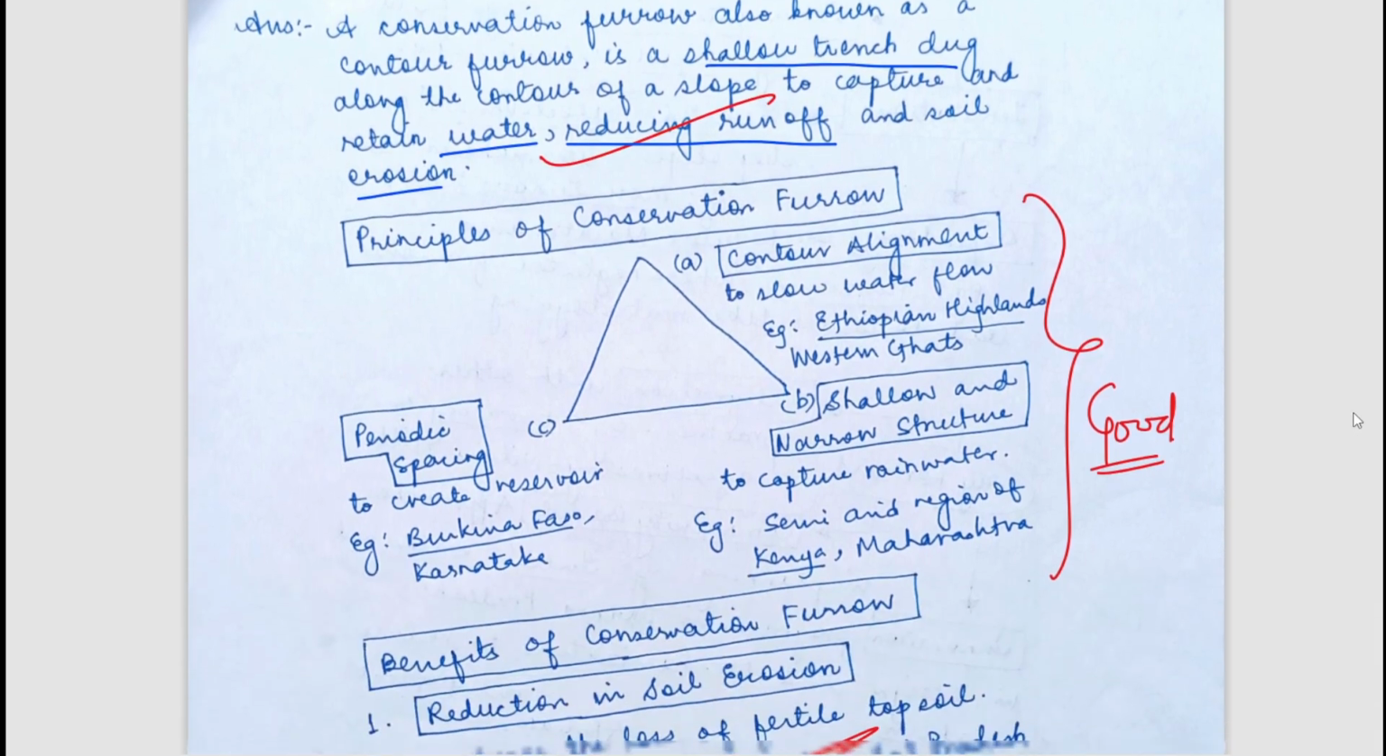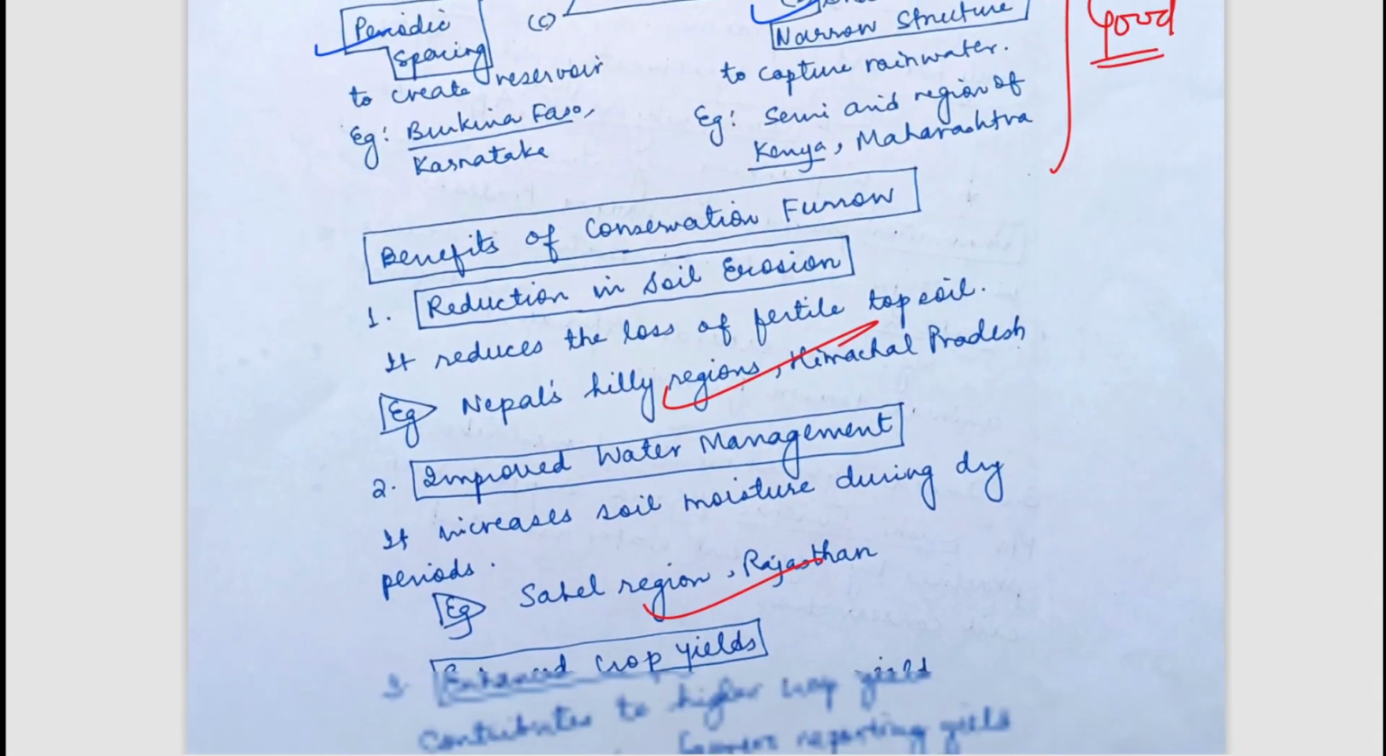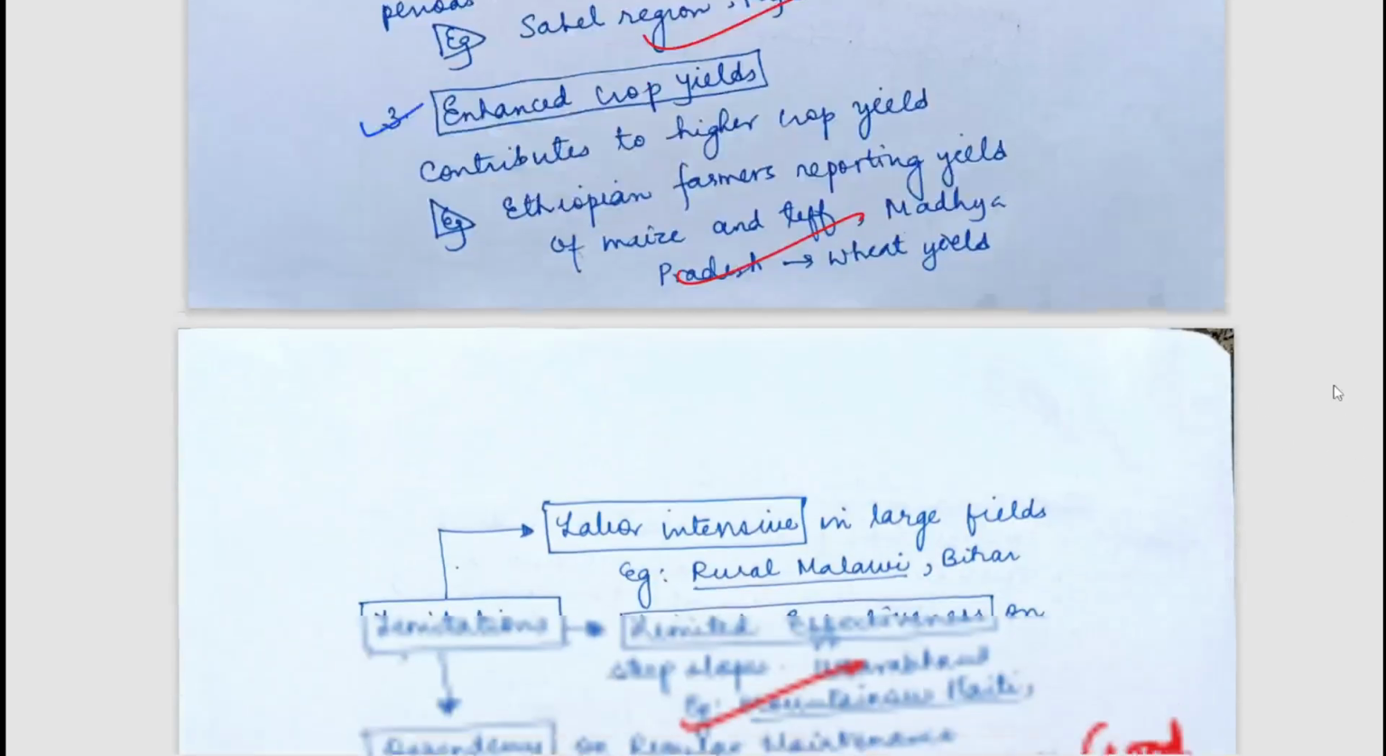What are the principles of conservation furrow? First of all, we have to keep a periodic spacing. We have to align our contour properly. There should be a shallow and narrow structure. Examples have also been mentioned by the student. You can read them. Now, what are the benefits of conservation furrow? First of all, the major benefit is that it will reduce soil erosion. It will improve water management. It will enhance crop yields.